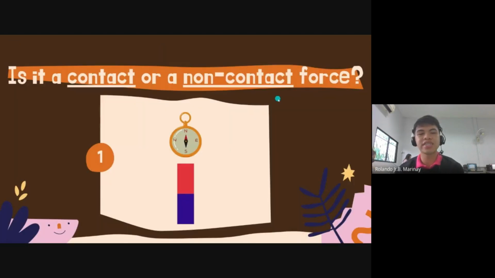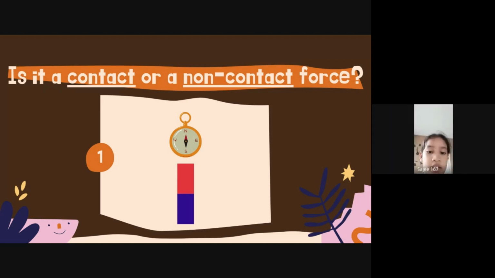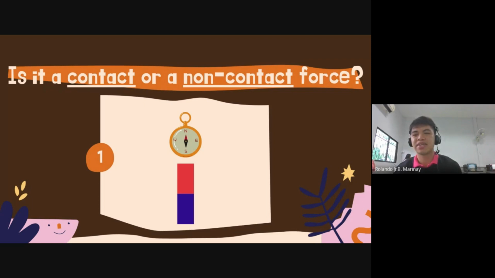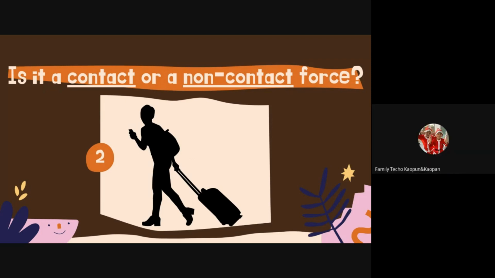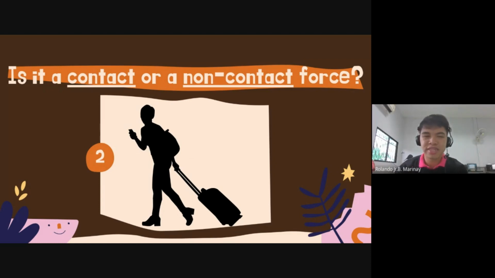In the pictures, you're going to decide whether these things are contact or non-contact. When you see a magnet and a compass, is it a contact force or non-contact force? Anybody? Non-contact. Very good. Ayun answered. It's non-contact force. What about this one? Pulling up. Contact. Okay, it's a contact force.